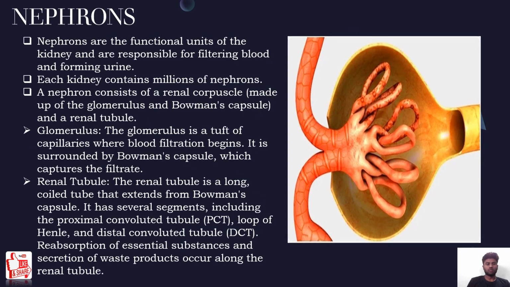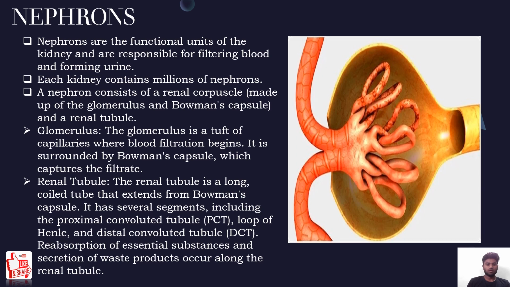Parts of the kidney. Nephron. Nephrons are the functional unit of the kidney and are responsible for filtering blood and forming urine. Each kidney contains millions of nephrons. A nephron consists of the renal corpuscle, made up of the glomerulus and Bowman's capsule, and the renal tubule.